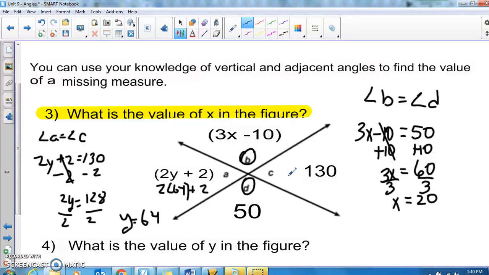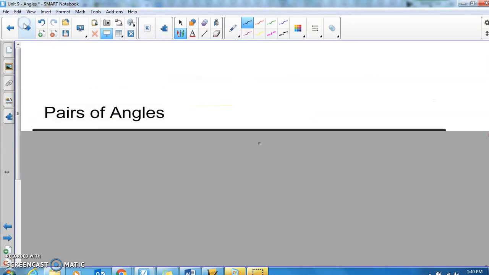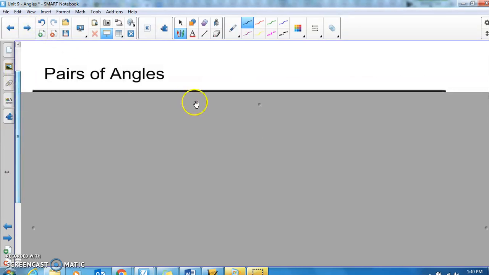So as you can see here, I've applied the use of equations to figure out the missing value that pertains to the angle measure, kind of like what we did with some other angles. So you're just applying the equations. All right, so let's move on. Let's now look at these pairs of angles.